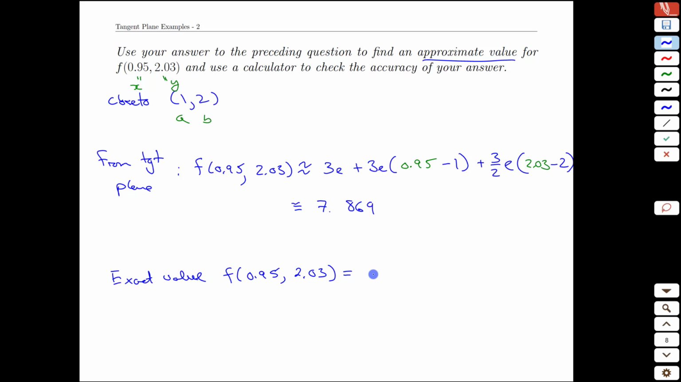The exact value of this function is going to be 3 times our x value, which is 0.95, times e to the y, which is 2.03, over 2. That's our exact formula for the surface with the x and y values subbed in. And that value is 7.86, a little bit different on the third decimal, 7.864. And so that reassures us that the concept of the tangent plane, the idea that we have a surface, we pick a point, and we can draw a plane that's a good approximation to the shape of that surface using the x direction slope and the y direction slope. Those two, plane and surface, are going to be close to each other as long as we don't go too far away from the reference point that we started at.